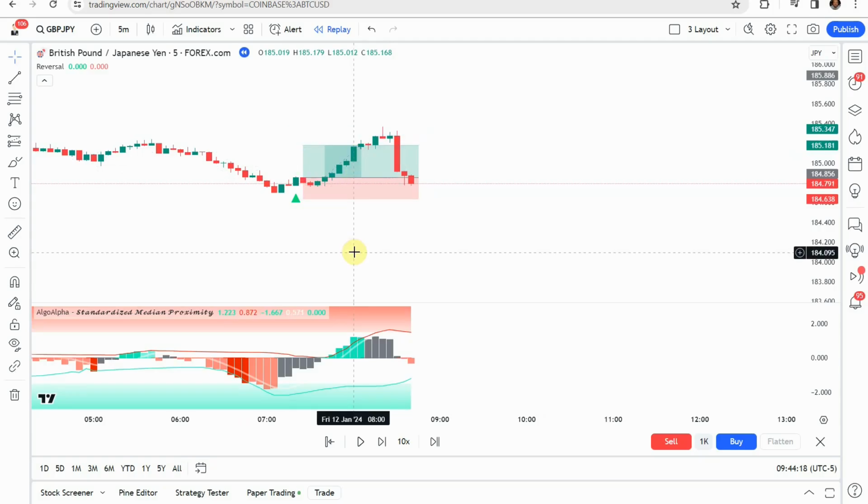And again, a nice push, getting us to our take profit again. All right, so that puts us at the end of the testing right there.